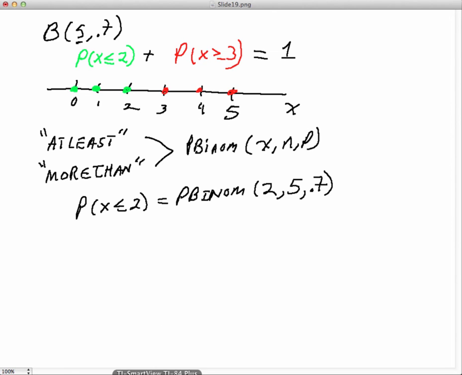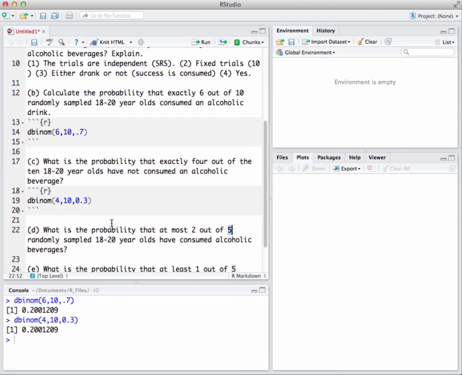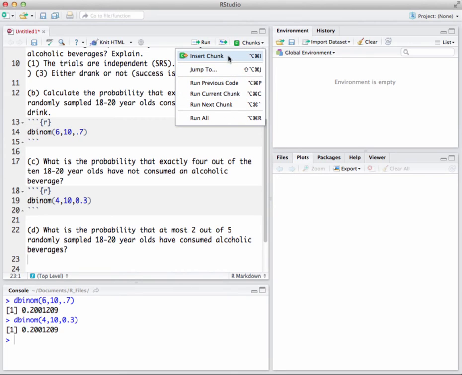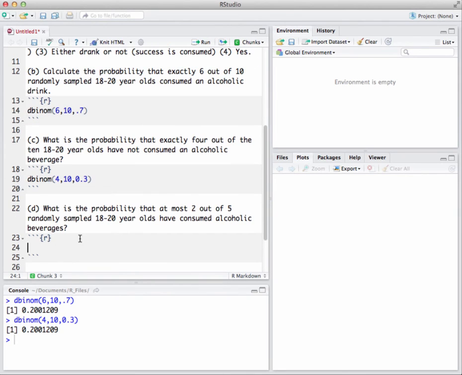Okay, so let's go back into our studio and go ahead and enter that in. Here we go. RStudio, please. Thank you. Okay, so come down here. Let's go ahead and insert a chunk so we can actually get our stuff in here. Okay, so since it's cumulative, it's p binom. And let's see, going to put in the 2, going to put in the 5, and going to put in the 0.7 so you don't miss that decimal point. Let's go ahead and let's run that.